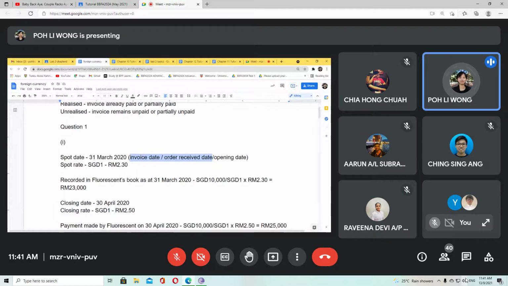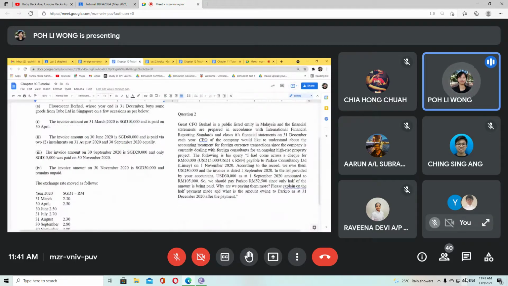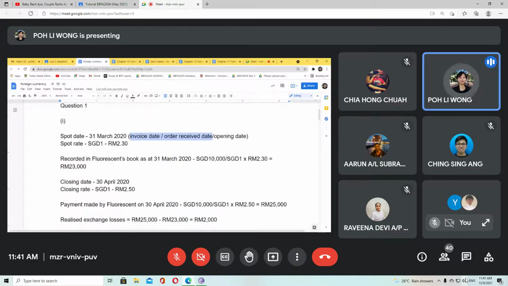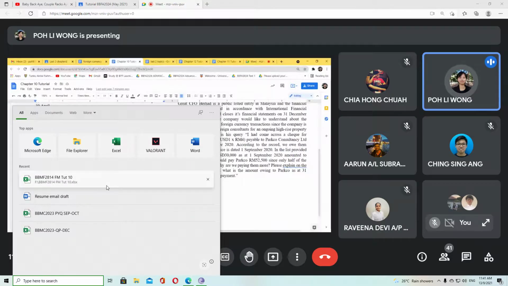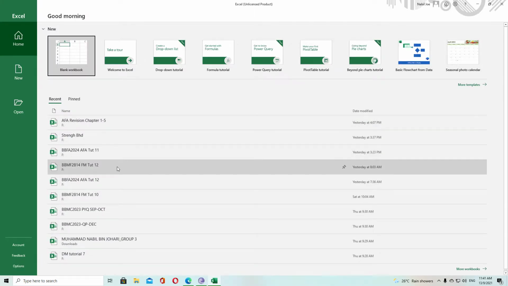So of course, you will have to take your spot date to identify the spot rate. The spot date was 31st March 2020, so your spot rate will follow 31st March 2020, which is RM2.30. So recorded in Florissant's book as at 31st March 2020, because SGD 1 to 230, you will take 10,000 divided by SGD 1 times 230. So recorded in your book will be 23,000.